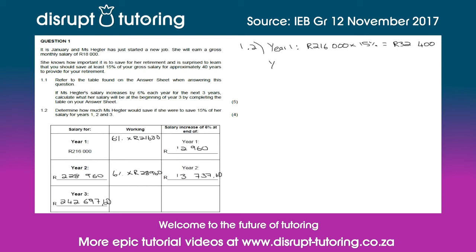Then for year 2, we've calculated that her salary for year 2 is going to give a total of 228,960. Multiply that by the 15%, and this comes to, in your calculators, 34,344.